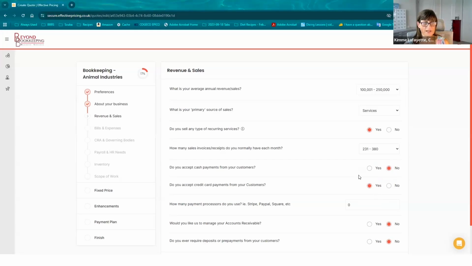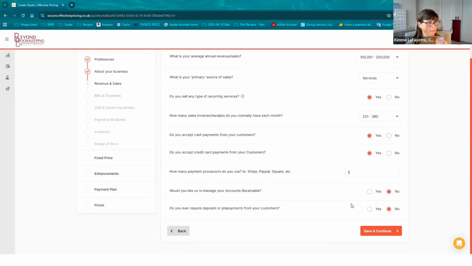Do you accept cash payments from your customers, Kate? Yes, occasionally some people will pay with cash. Okay. And I did see when I did the review that you accept credit card payments. Mhm. And I only saw one payment processor connected with your account. Is that still your plan to just continue with one? Yes. Okay. So we'll change that.